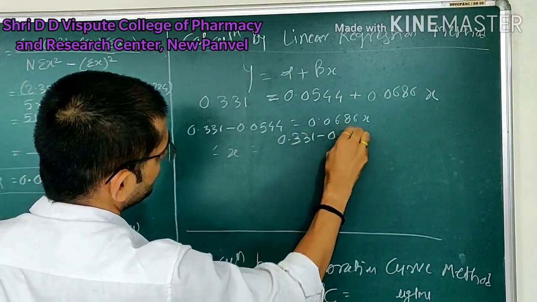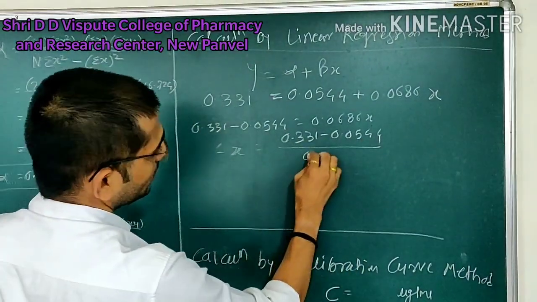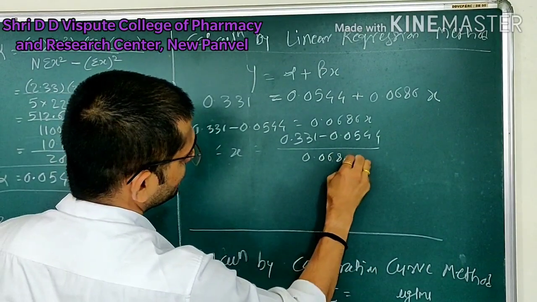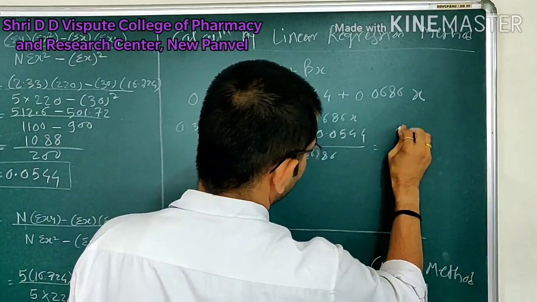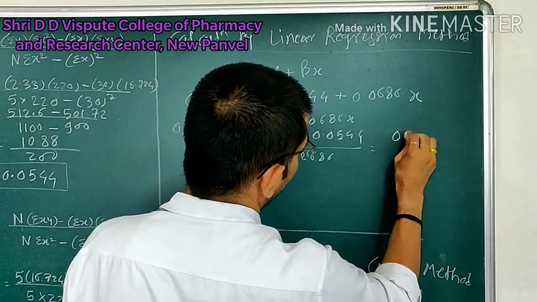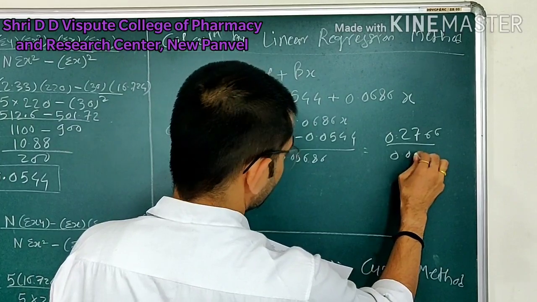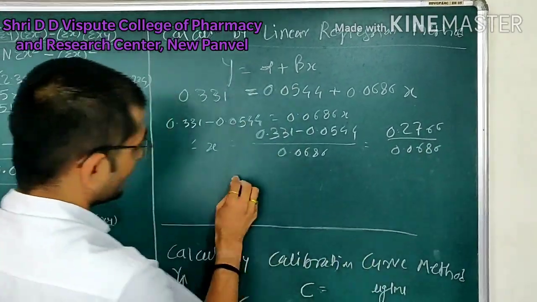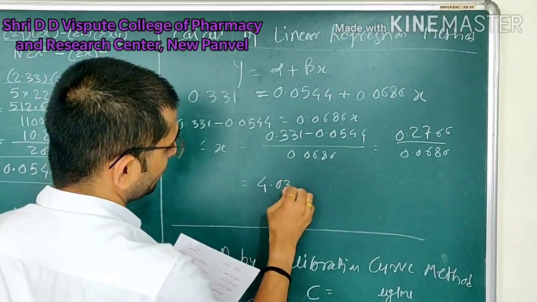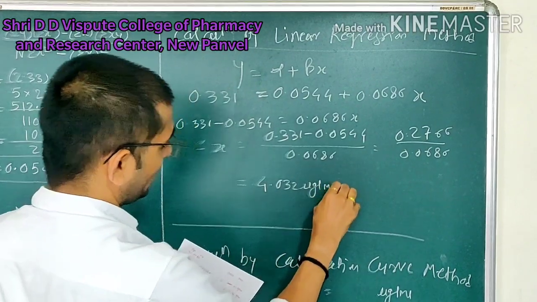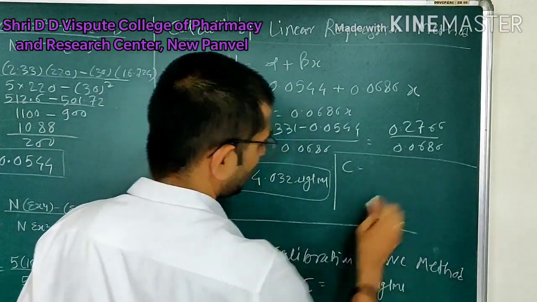Therefore, x is equal to 0.331 minus 0.0544 upon 0.0686. So the value becomes 0.2766 upon 0.0686. Therefore, divided, it is 4.032 microgram per ml. So that is the x. x is nothing but your concentration.